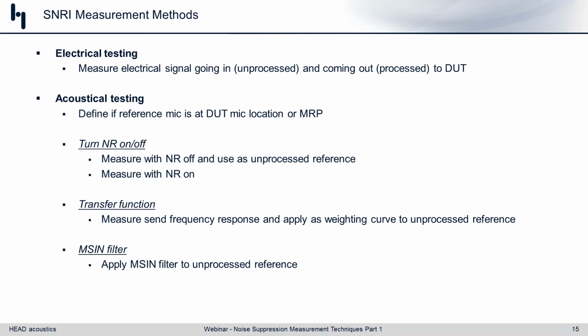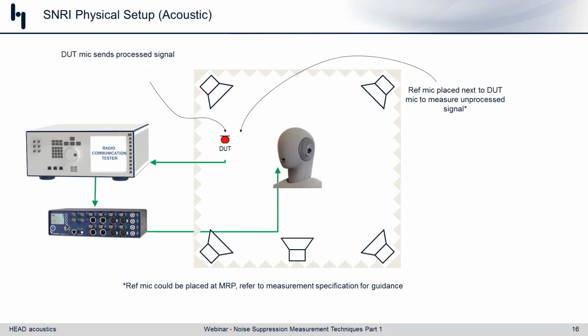However, some people also use something like an MSIN filter. If you guys remember way back in one of our earlier sessions, we talked about mobile station in filters that are really just meant to replicate what a typical mobile phone terminal will do to a signal. And remember, we're applying this to our unprocessed signal captured with the reference mic. So we have options, but it's clearly not as straightforward as the electrical case. And a lot of these decisions have to be defined in advance.